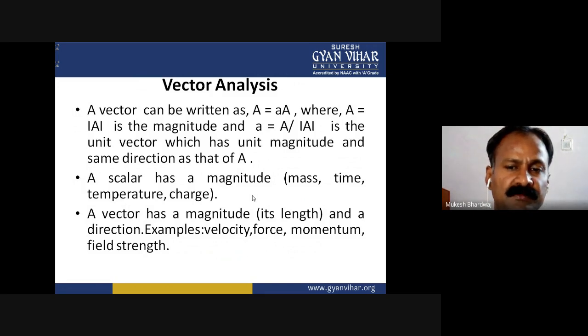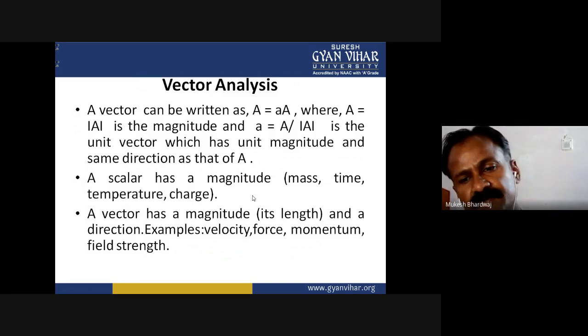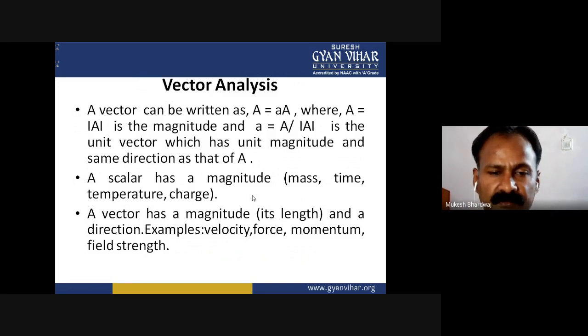A scalar has magnitude only, for example mass, time, temperature, charge. They are known as scalar quantities. A vector has magnitude, its length, and direction. Examples: velocity, force, momentum, field strength.